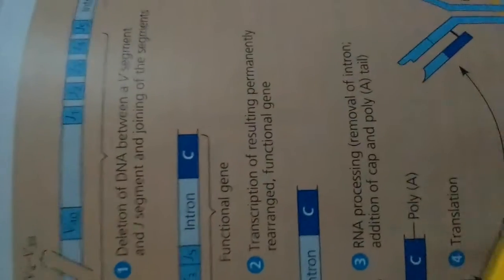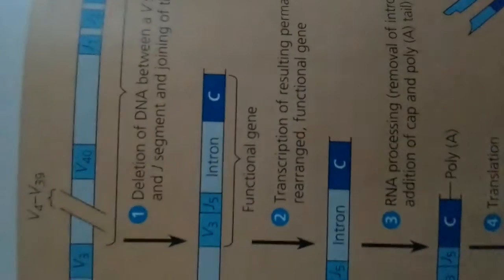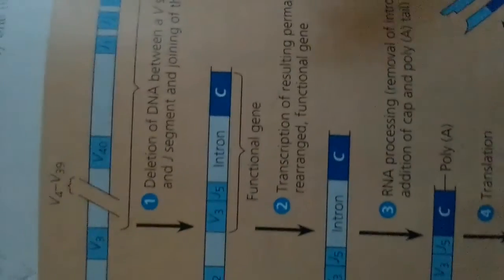Closer look: testing and removal of self-reactive lymphocytes. Because the rearrangements of antigen receptor genes are random, a developing lymphocyte may end up with antigen receptors that are specific for some of the body's own molecules.